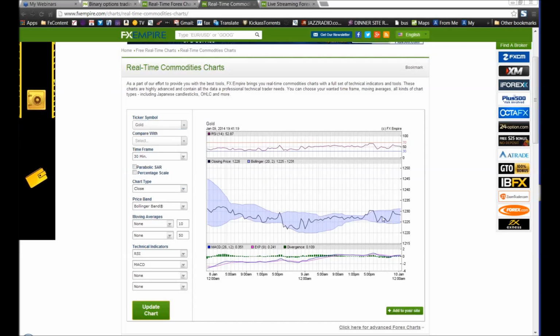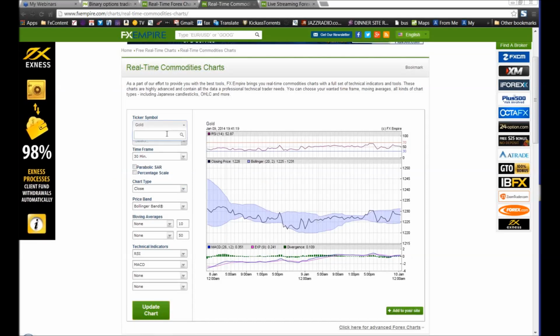Okay, we can see gold is trading right in the center, so it's offering nothing. We can do crude oil.